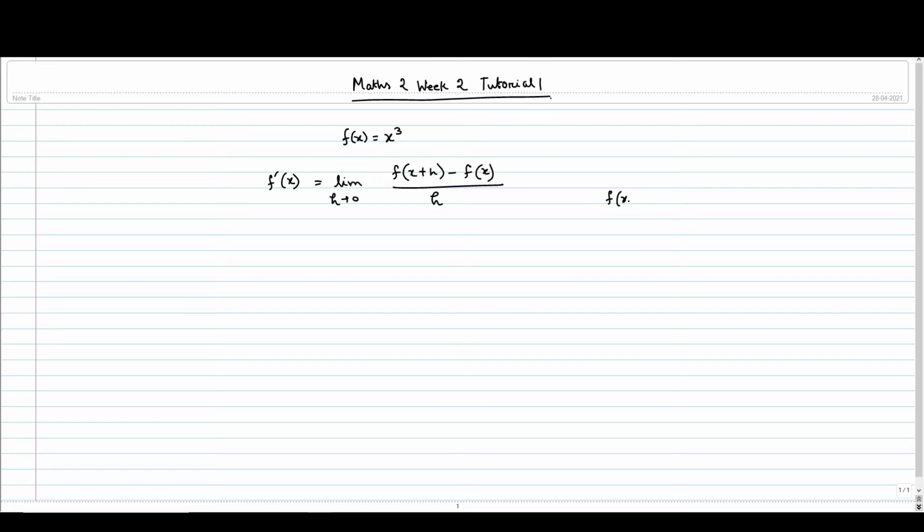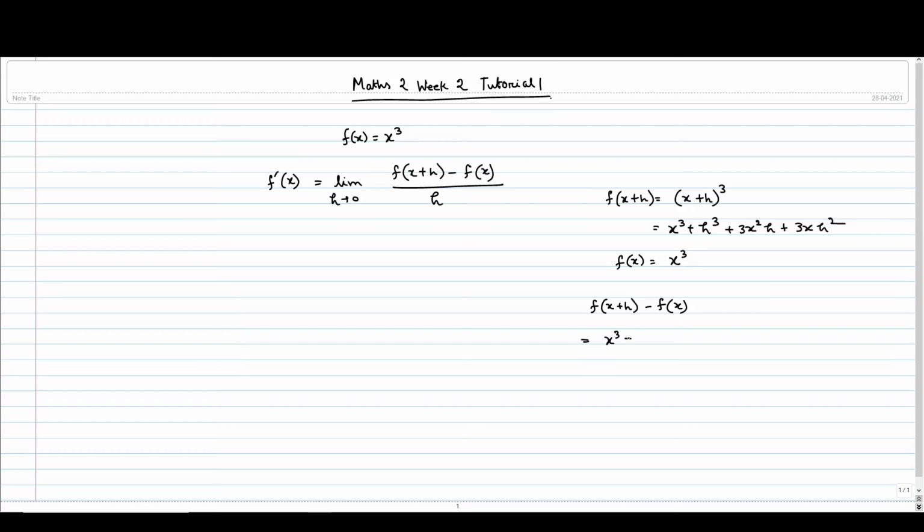What is f(x plus h)? f(x plus h) here is (x plus h) whole cube, which is x cube plus h cube plus 3x square h plus 3x h square. And what is f(x)? This is given as x cube. So f(x plus h) minus f(x) is the difference between the functional values for some small change, as h is tending to 0.